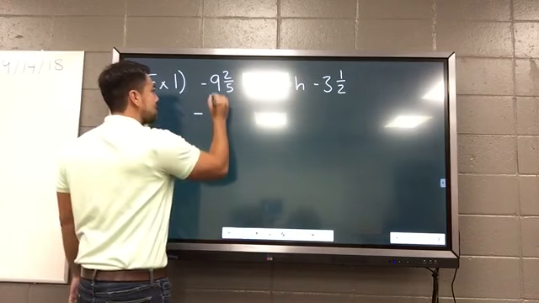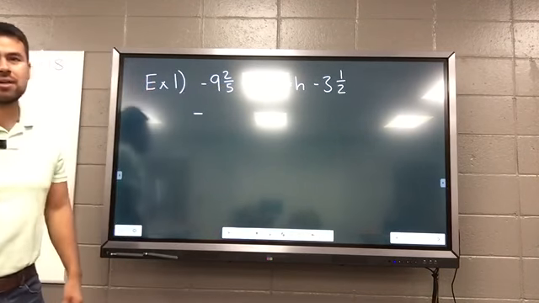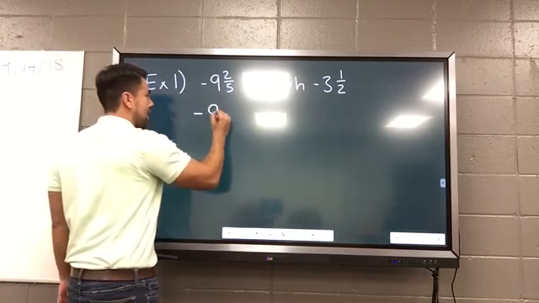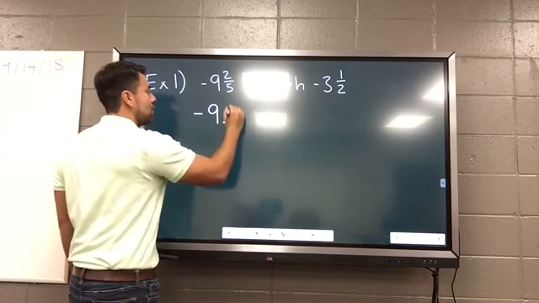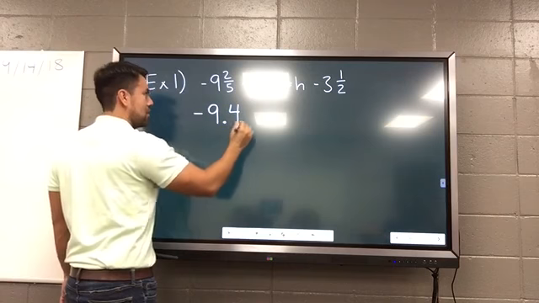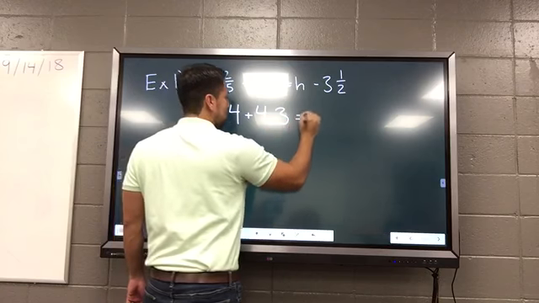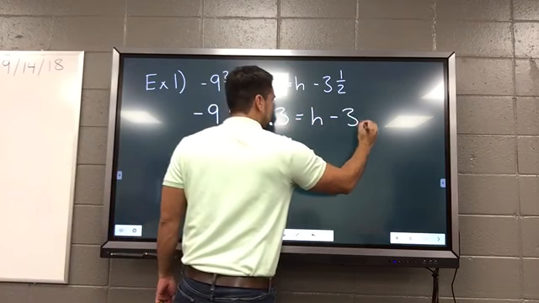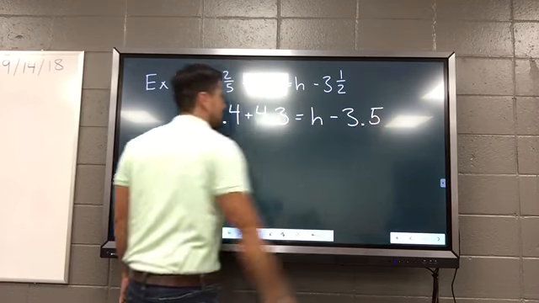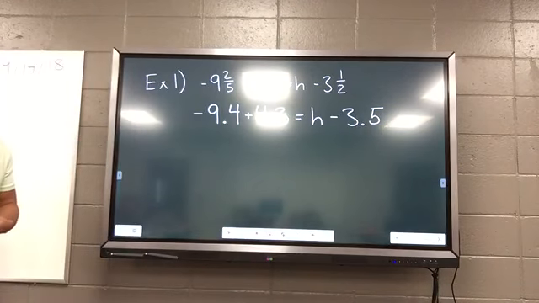Okay, what's negative 9 2/5 become as a decimal? Negative 9 and 4/10 plus 4 3/10 equals h minus 3 5/10. So now I made them all decimals.